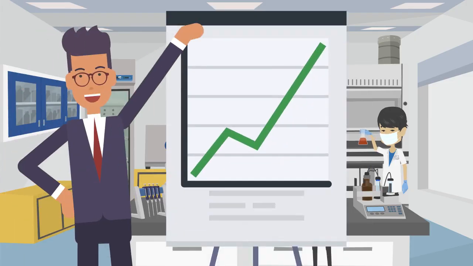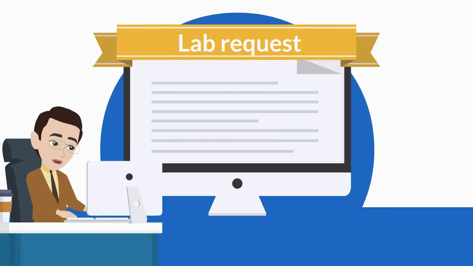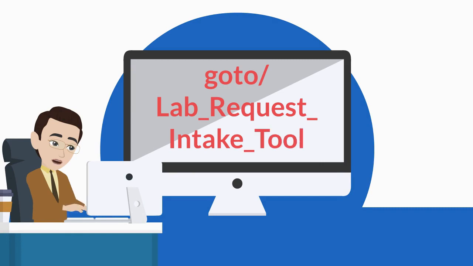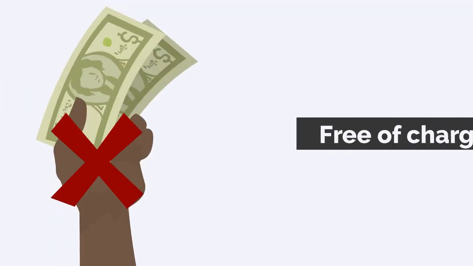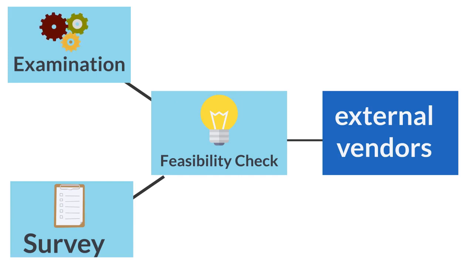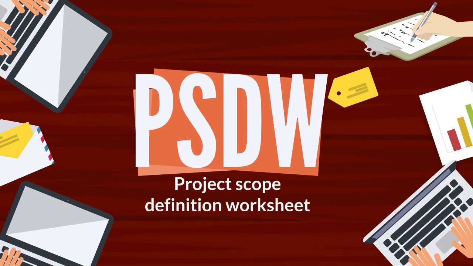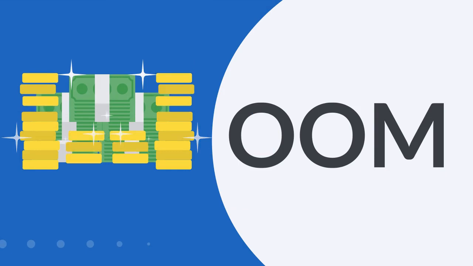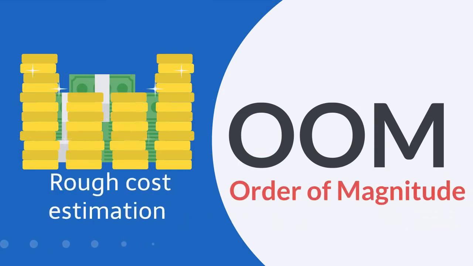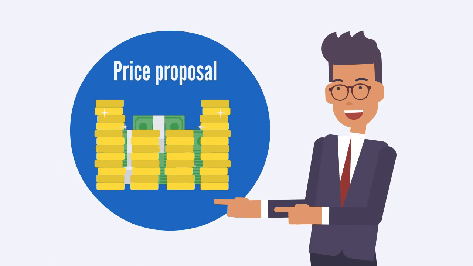If your project is related to the improvement or expansion of labs, please remember to open a lab request in the dedicated tool. Go to Lab Request Intake Tool. This phase is performed free of charge, unless there is a need to involve external vendors, examination, survey, feasibility check, etc. The outcome of Phase 1 is to set 3 types of documents: PSDW, Project Scope Definition Worksheet; OOM, Order of Magnitude, rough cost estimation of the entire project, if possible to be determined before design; and P2 Price Proposal, an offer for Phase 2, Design.